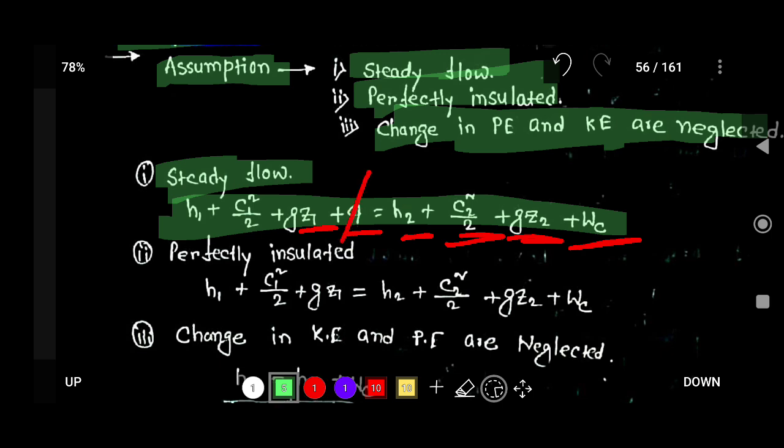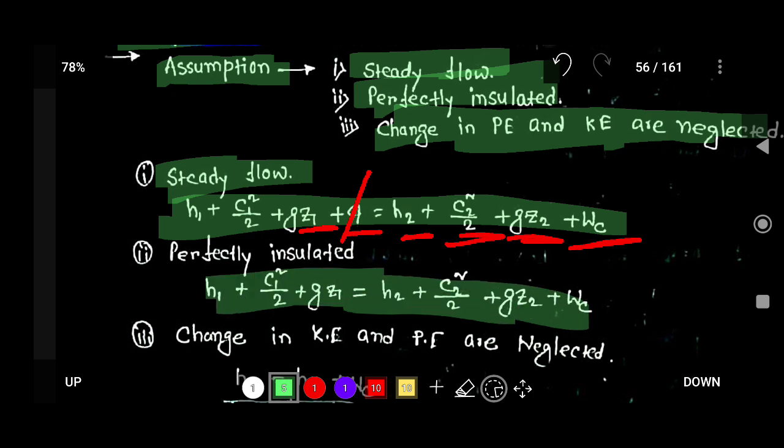So the equation will be like this: h1 plus c1 square by 2 plus gz1 equals h2 plus c2 square by 2 plus gz2 plus w of control volume.